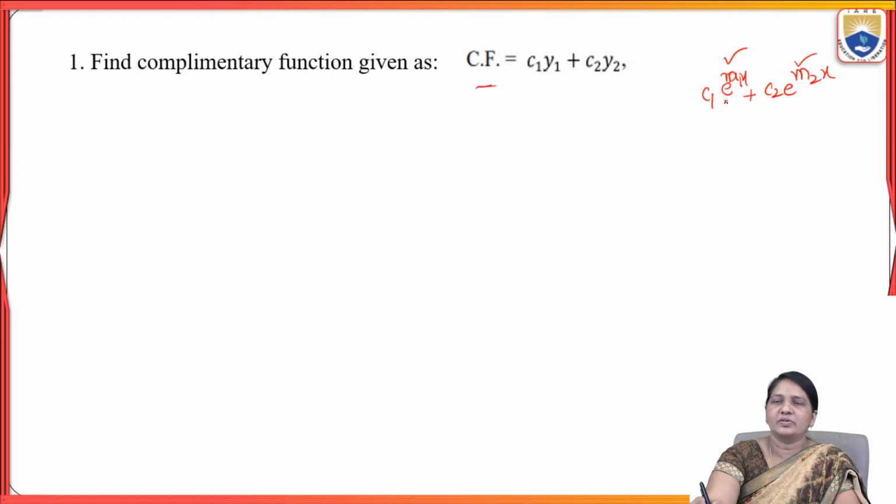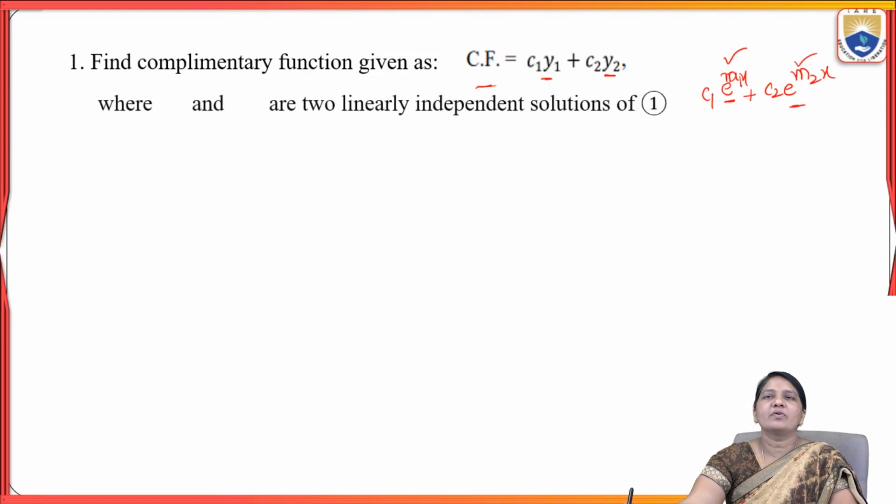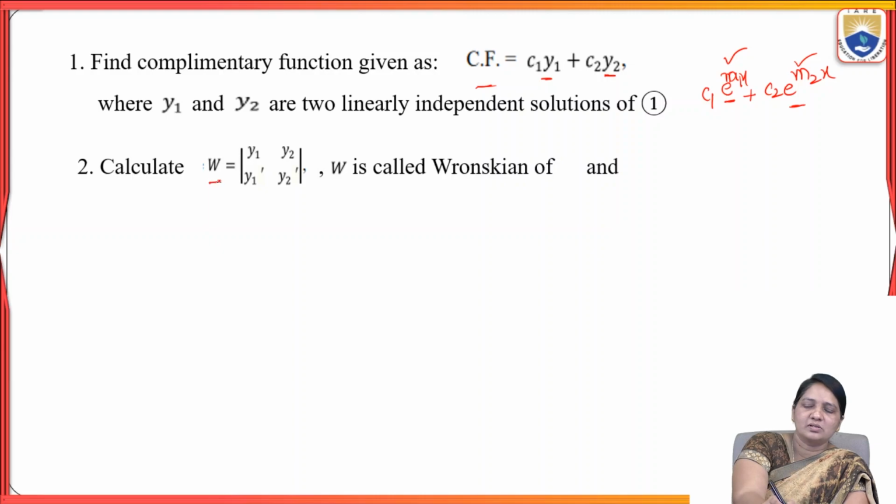So in place of e power m1x, e power m2x, we are showing here y1 and y2. What are y1 and y2? Y1 and y2 are the linear independent solutions of equation 1. What is equation 1? Already we told you, this is the second order linear differential equation. The next value we are going to find is the W value, the Wronskian value.